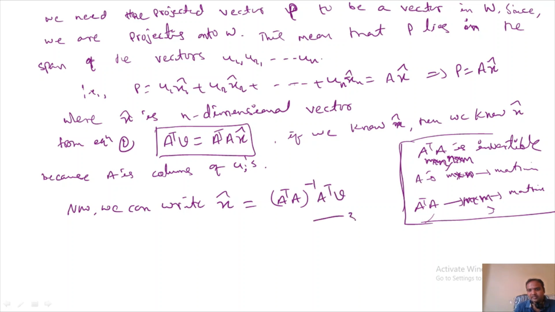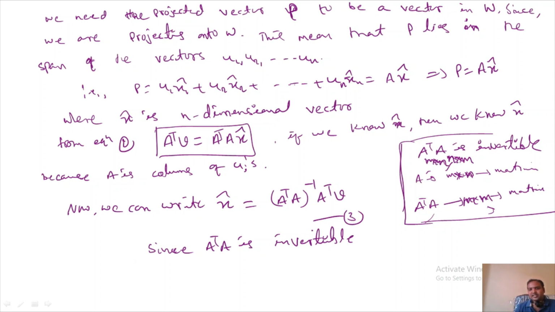Let's take the third equation. Since A transpose A is invertible, as I just gave the reason, we can write this. Now equation 3: from here you can find x hat, and if you know x hat, you can find the projection. Now we are finding the projected vector.